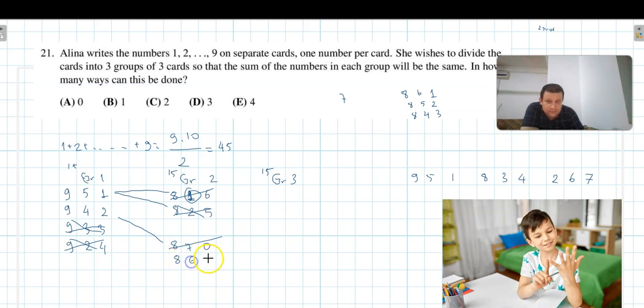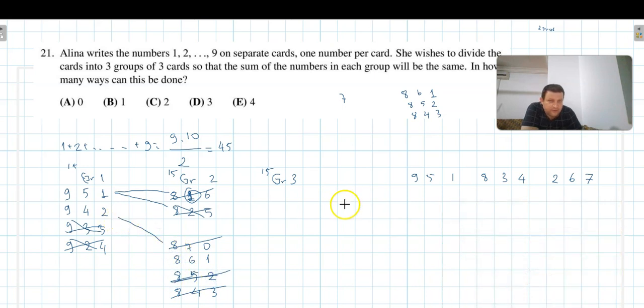Okay, can we do 8, 6, 1? It's possible because we didn't use 8, we didn't use 6, we didn't use 1. It's possible. I was supposed to write 8, 5, 2. Is it possible? No, it's not possible because we used 2 before. Okay, we cannot do it. 8, 4, 3. Can we do it? We cannot do it because we used 4 before. So 8, 3, 4 is going to be the same. 8, 2, 5 is going to be the same as this one. So that's why we are done.